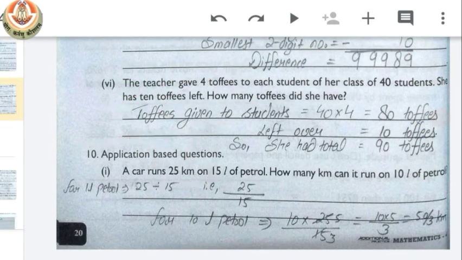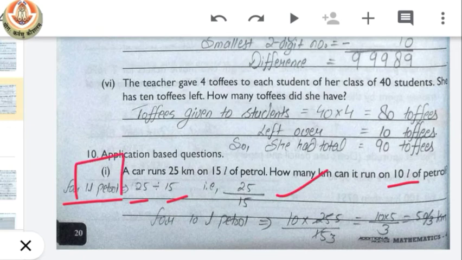Now the question is, how many kilometers can it run on 10 liters of petrol? So for 1 liter of petrol, we have to divide 25 by 15. That is 25 divided by 15. And when we get the kilometers for 1 liter of petrol, we can easily multiply it by 10 to get kilometers for 10 liters of petrol. So we can just directly multiply 10 with 25 divided by 15. So that is 50 upon 3, the answer to this question.